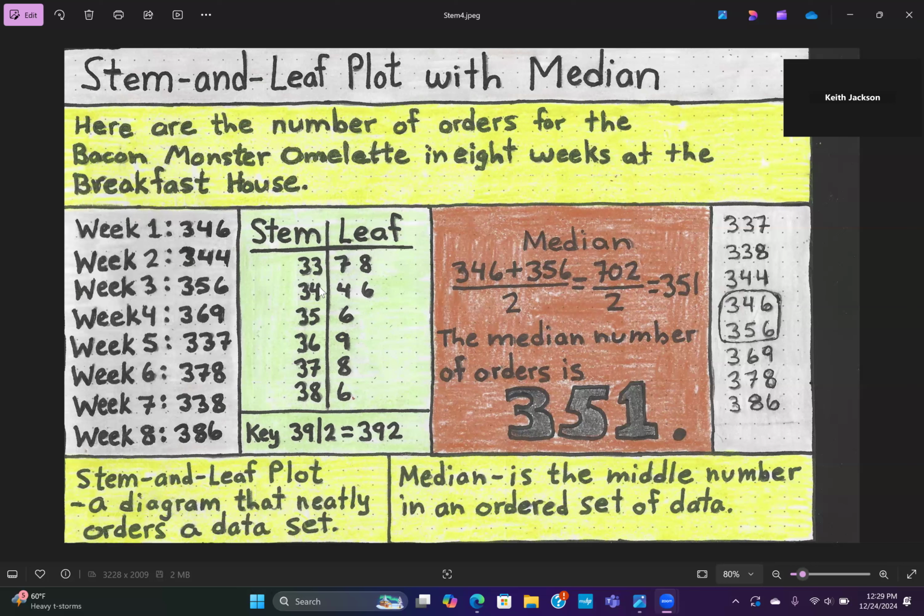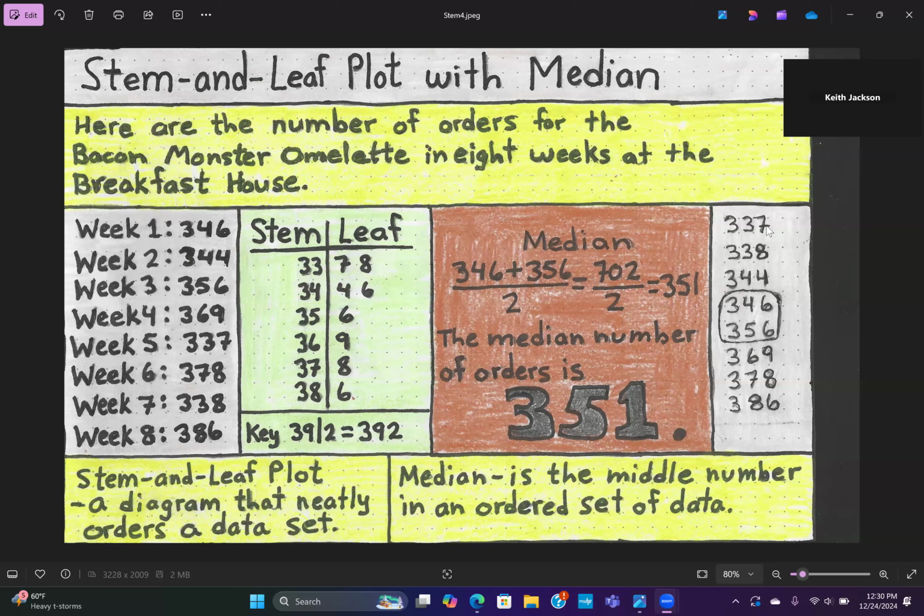And so when we put those numbers in the stem and leaf plot, here's what we come up with. So we have 337, 338, 344, 346, 356, 369, 378, and 386. All these numbers fit right here. And guess what? They're already in order from least to greatest because the stem and leaf plot is a great tool to use. And so let's take a look at the median right here.